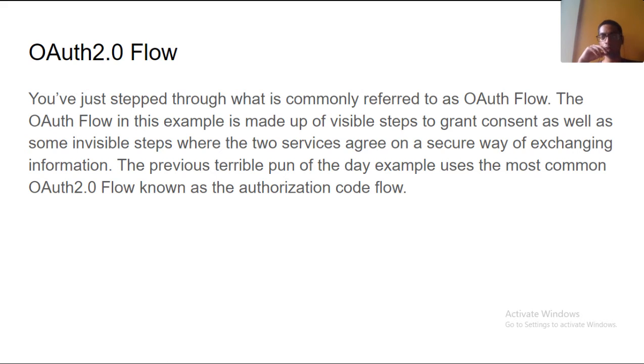So let's go through the OAuth 2.0 flow. You just step through what is commonly referred to as the OAuth flow. The OAuth flow in this example is made up of visible steps to grant consent, as well as some invisible steps where the two services agree on a secure way of exchanging information. The previous terrible pun of the day example uses the most common OAuth 2.0 flow, known as the authorization code flow.